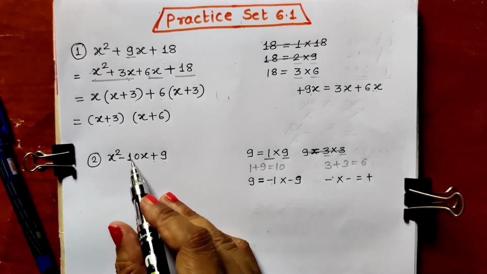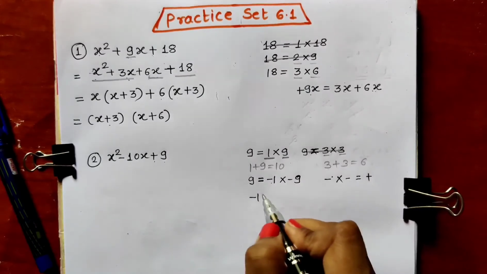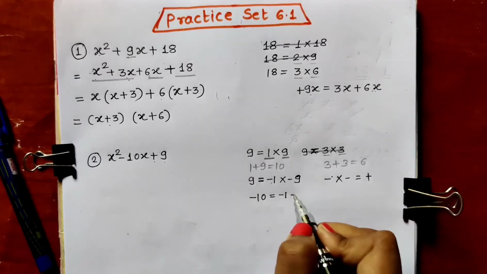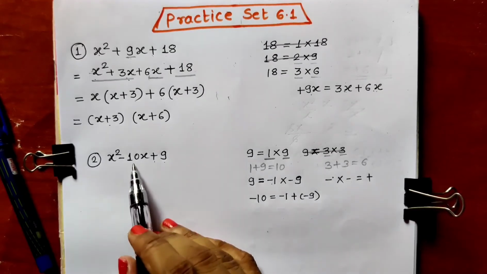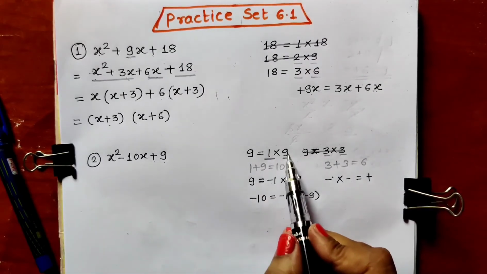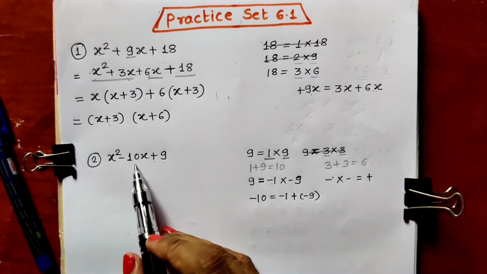And then we can split the middle term minus 10 as minus 1 plus minus 9. Because when we split the middle term into two terms, the answer should be middle term.